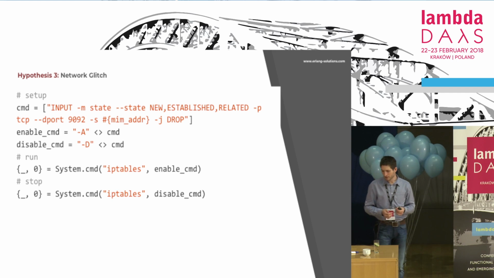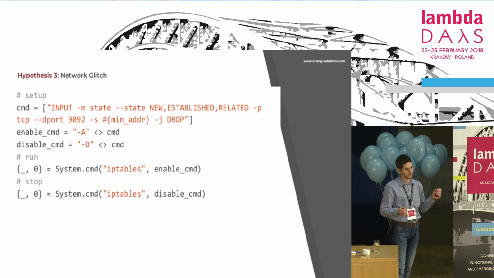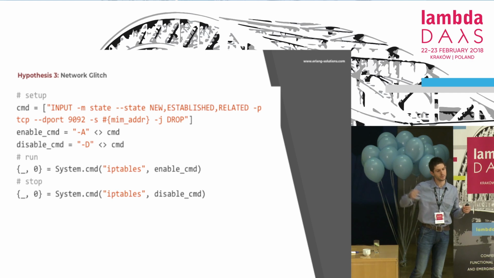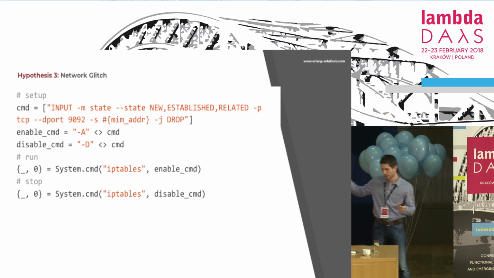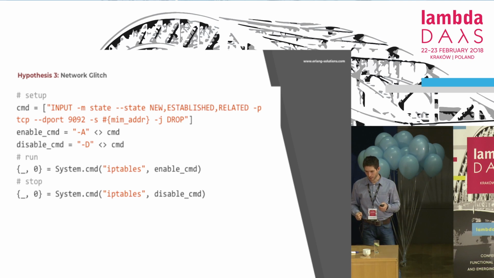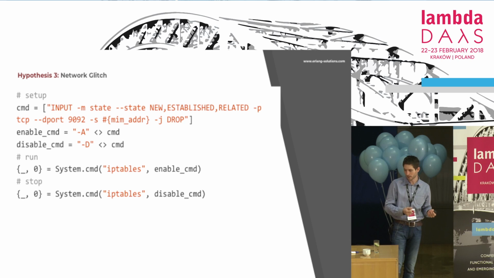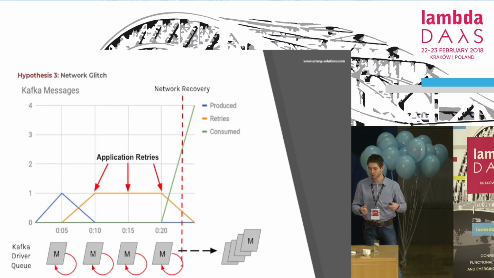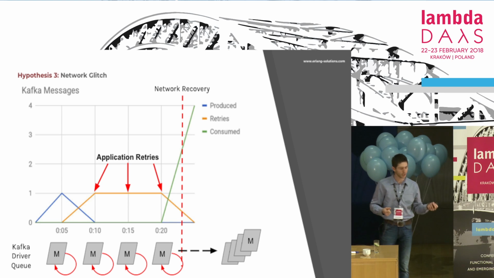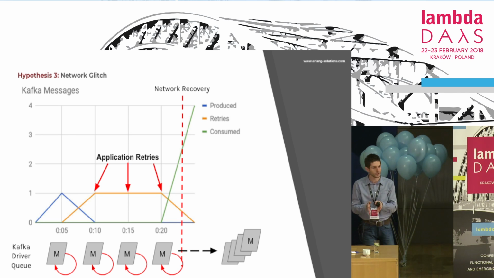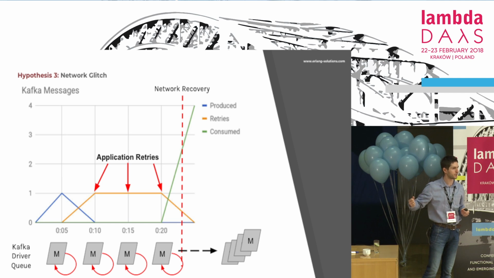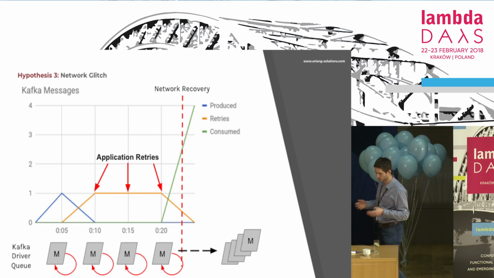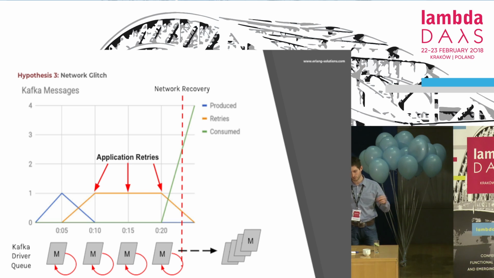And our steady state here was that the number of messages produced by our server equals the number of messages consumed from the Kafka server. And what happened was that we produced one message, and then because we didn't get acknowledgement, our application retried to send that message 3 times, and then the network recovered, and on the side of the Kafka consumer we got 4 messages. This time our hypothesis was disrupted again, because we produced one message, retried the same message 3 times, and we got 4 messages.